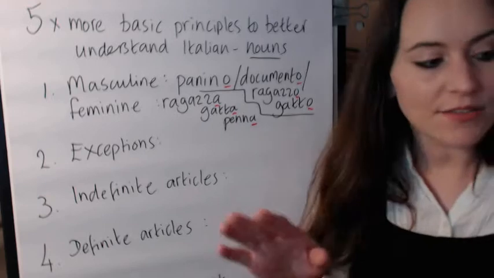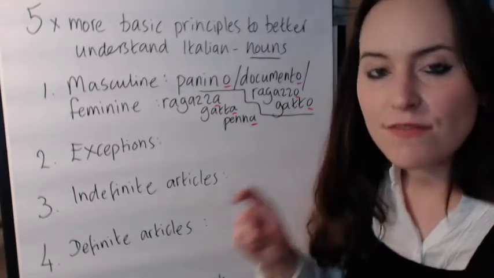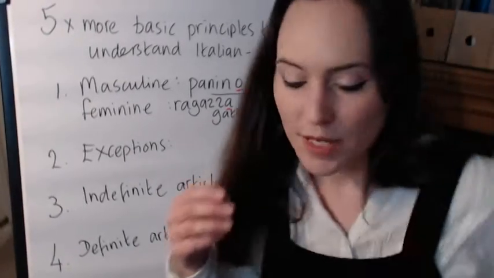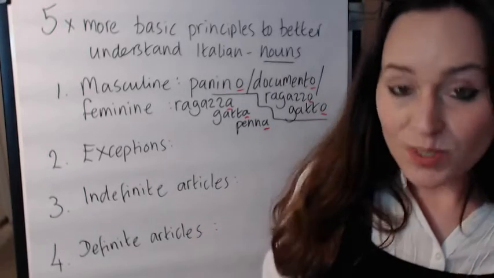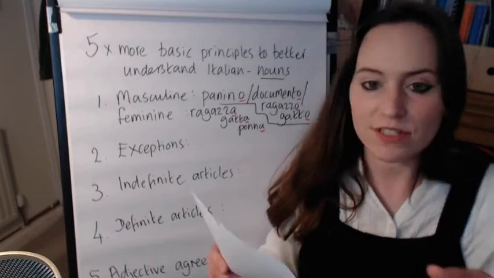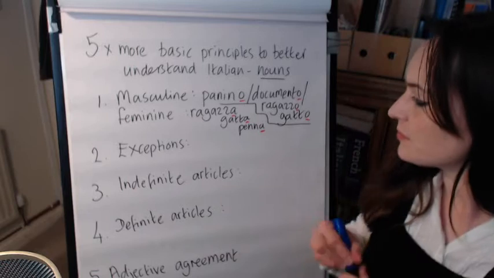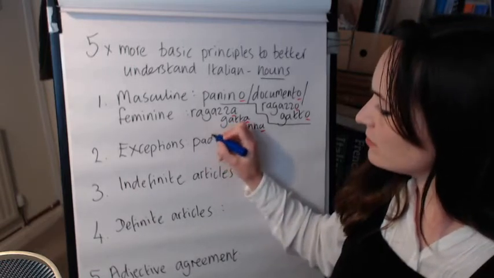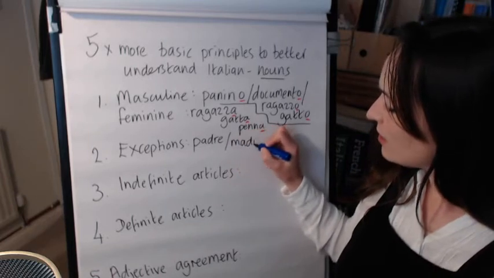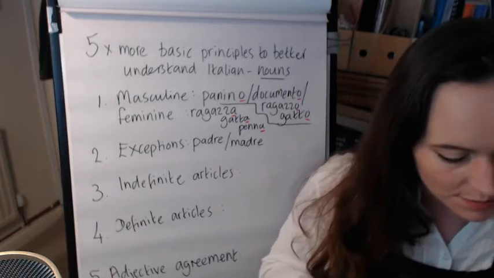Right, let's look at some exceptions. So, aside from masculine, nouns tend to have an O at the end in the singular, feminine tends to have an A at the end in the singular. There's some exceptions. Some of them end with an E, right? So I mentioned a couple. I mentioned, for example, padre and madre. Padre, madre.